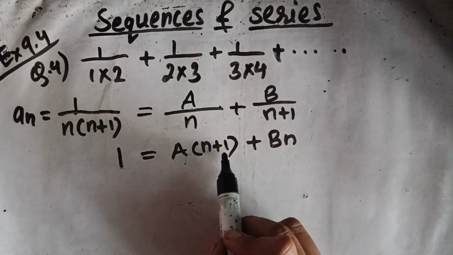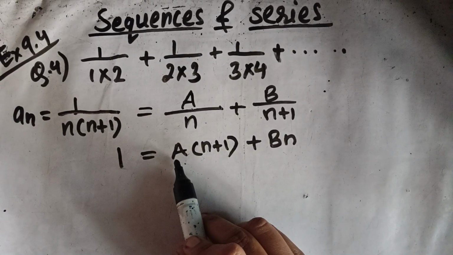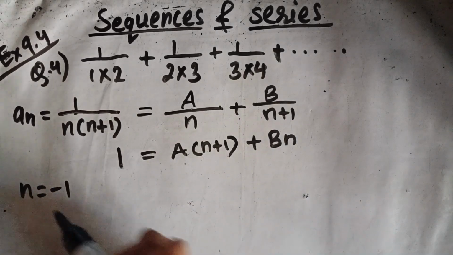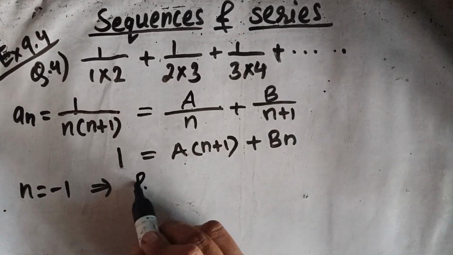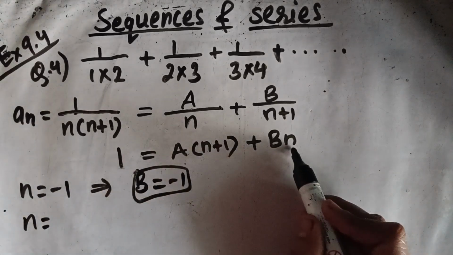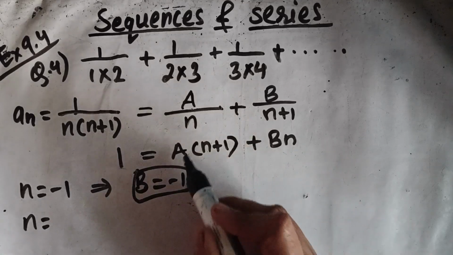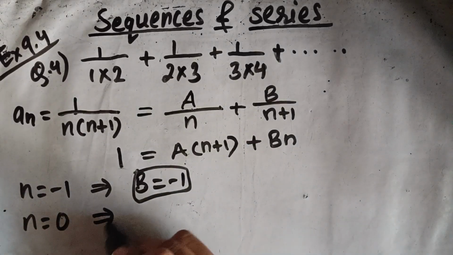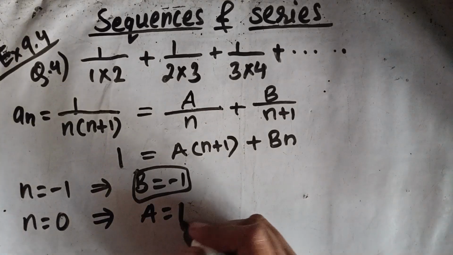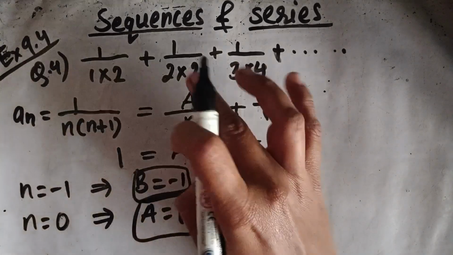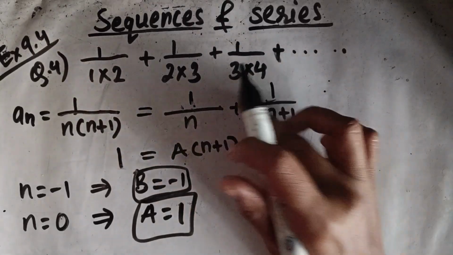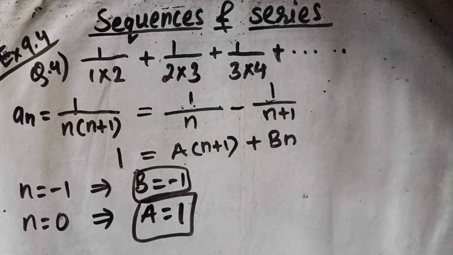Now you have to put n equal to minus 1 so that a becomes 0 and you will get the value of b. So n equal to minus 1, you will get value of b as minus 1. Okay. When you put n equal to 0, b becomes 0 and you get a. So a is 1. Okay. So a is 1 and b is minus 1. Okay.